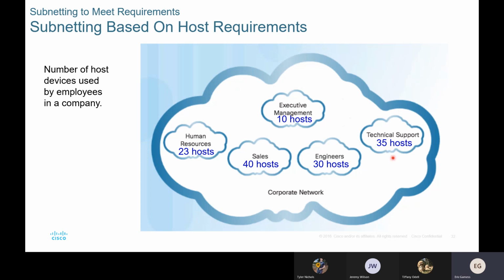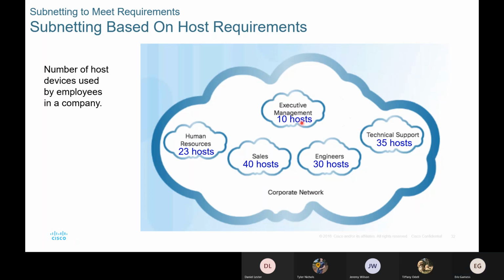Here we need 35 valid IP addresses. Here we need 30 valid IP addresses. Here 10, here 40, here 23. So a way to do it is to put in each subnetwork 64 IP addresses in total. But we will waste a lot of IP addresses.